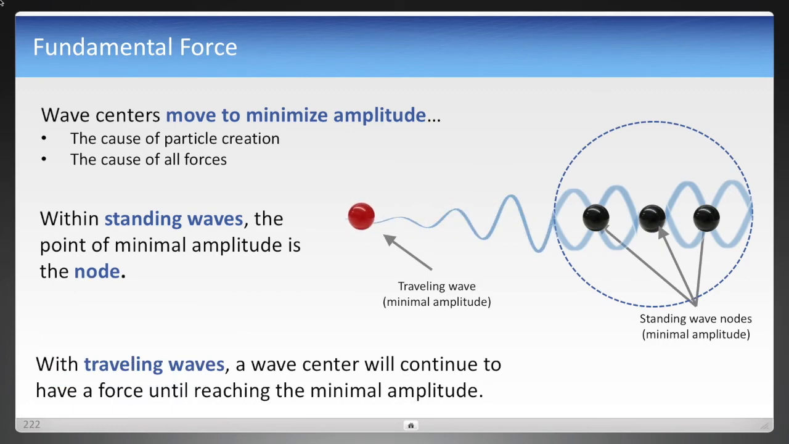But beyond a particle's radius, where it is a traveling wave, it still follows the fundamental rule to minimize wave amplitude, but there is no standing wave node. It will continue until the point where it reaches a minimal amplitude. So again, one fundamental rule, but based on these 2 different forms of wave, standing versus traveling, you have 2 different types of results that you see.